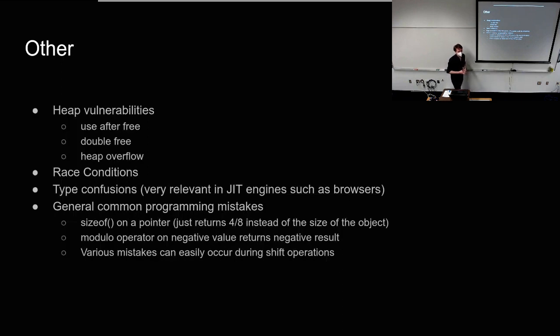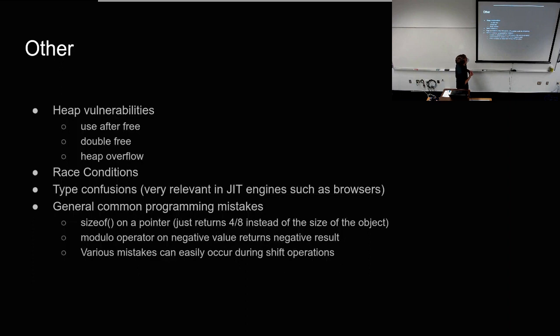Race conditions, I assume you've heard of that in 230. When two threads try to write to the same location or read from the same location at the same time and no atomics or mutex are used, some nasty bugs can happen there. Type confusions. We're not really going to care about these in this course at all, but for example, in browser just-in-time compilers, they're very, very relevant. The compiler expects an object, but you give it a float and suddenly everything breaks.